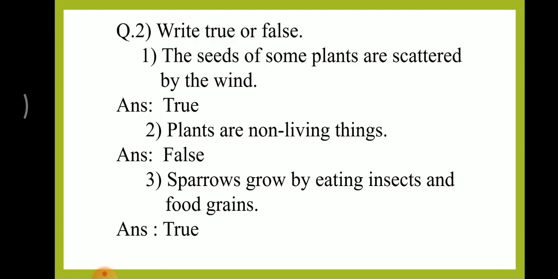Let's move to the second question. Write true or false. Children, if the statement is correct, we have to write true. If the statement is wrong, we have to write false. So, let's see here. The seeds of some plants are scattered by the wind, which means due to winds, the seeds of plants get scattered or sprayed. This is the correct statement. So, we have to write true.